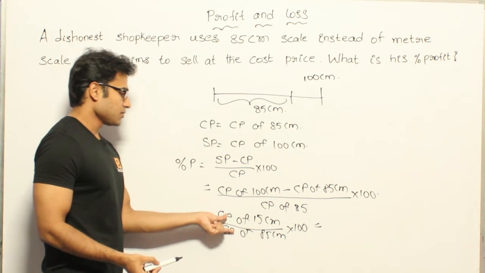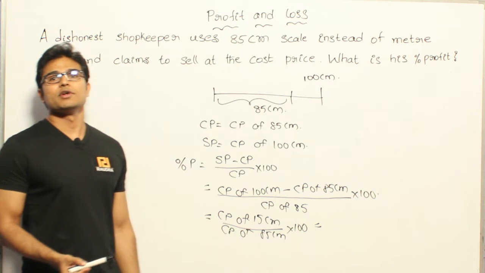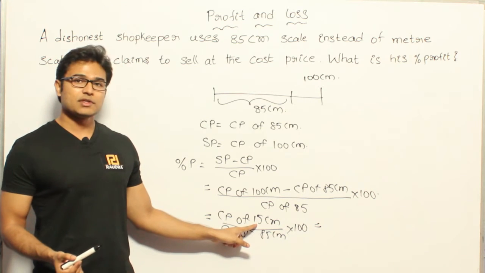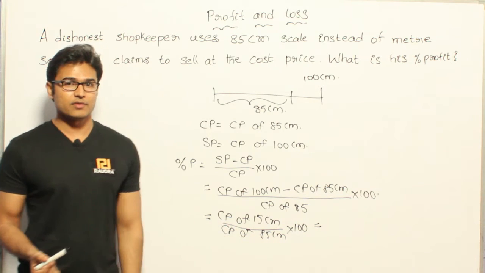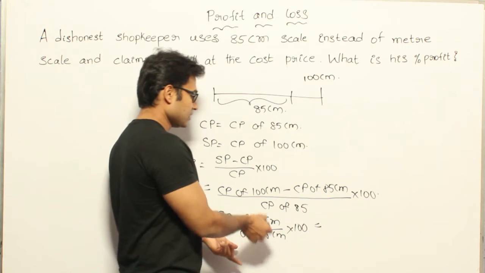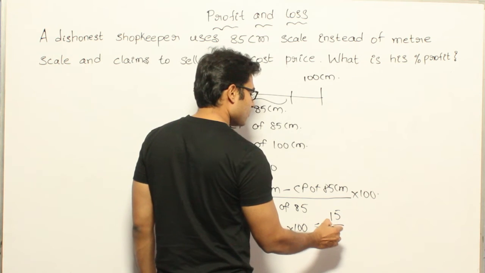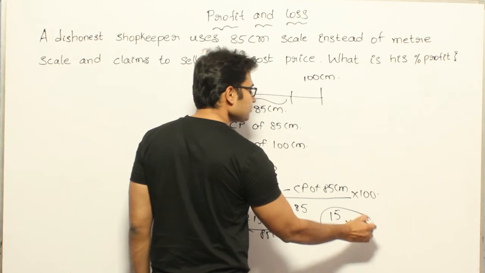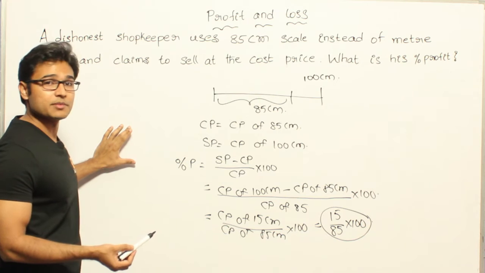Now the cost price of 15 by the cost price of 85 will be 15 by 85. Why? Because if you assume that the cost of 1 centimeter is x units, then the numerator is 15x and the denominator is 85x. 15x divided by 85x, therefore 15 by 85, see, this will be in the ratio of 15:85, that is what I meant to say. So it is going to be 15 by 85 into 100, right? So rather than focusing on the answer, I would like to tell you the concept here.